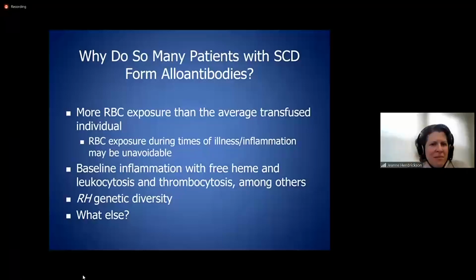But there's probably a missing piece of this puzzle that we don't fully understand yet to account for the 40, nearly 50% alloimmunization prevalence rate in people with sickle cell disease. And I guess unspoken is why do 50% of people with sickle cell disease never form an antibody? So we have some patients at my hospital that have received 500 or more red cell transfusions without forming an antibody. So I think that patient population is understudied.